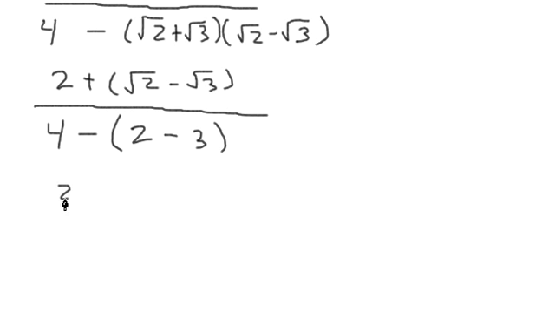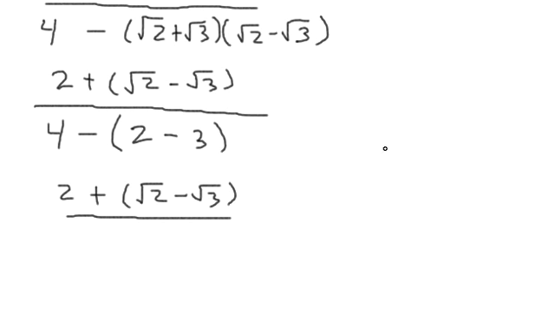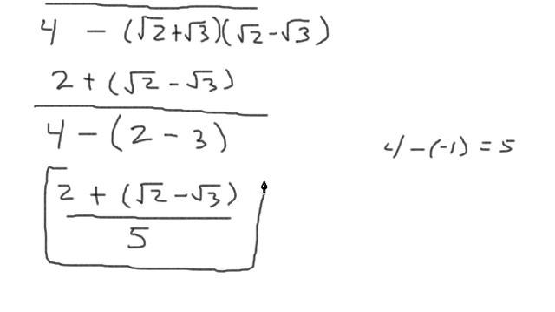So I'm going to rewrite 2 plus the square root of 2 minus the square root of 3, and 2 minus 3 is going to be negative 1, but then we're going to have 4 minus a negative 1, so that's going to leave us with 5. So it leaves us with a 5 in the denominator. So it all reduced down to, believe it or not, this guy right here. So that was a tricky one there.